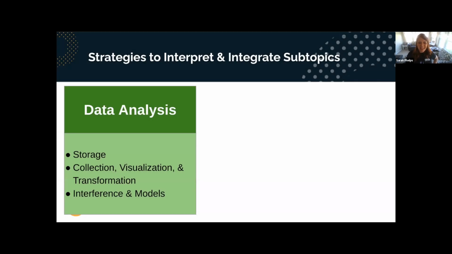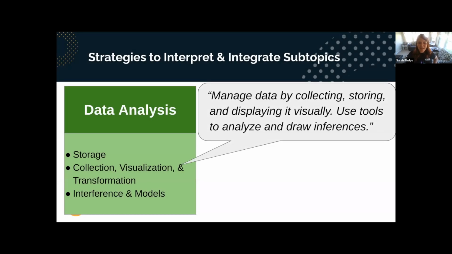Data analysis is a lovely tie-in with math and science because we are managing data. We're collecting it, we're storing it, we're displaying it visually. So you can tackle these skills with or without a computer. You're probably already tackling it without a computer. So now you can bring in a computer as well to digitize those displays of information. You can also then use data to help you draw inferences, analyze trends and things like that.